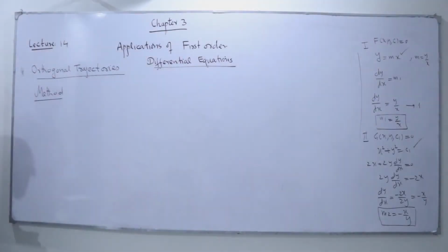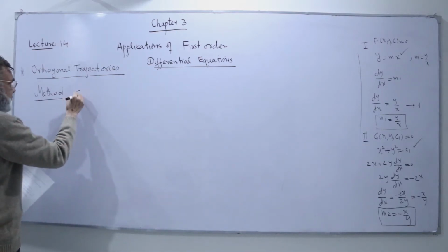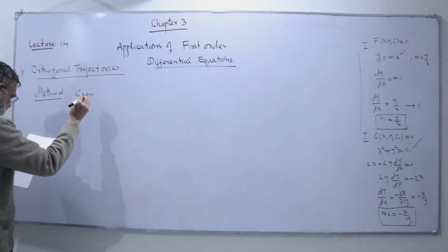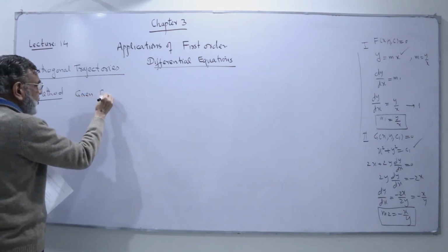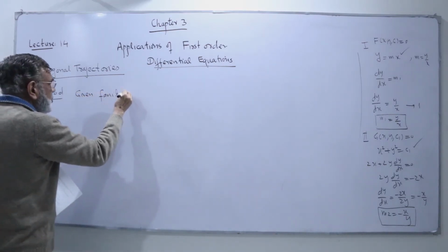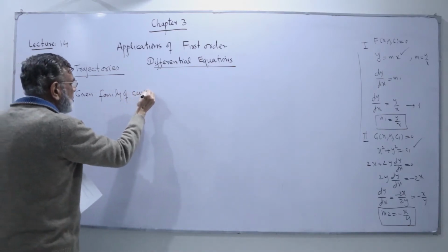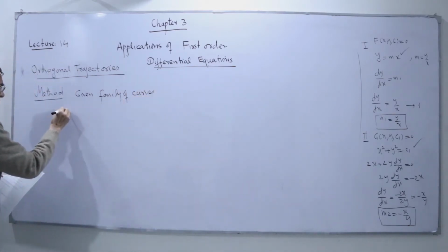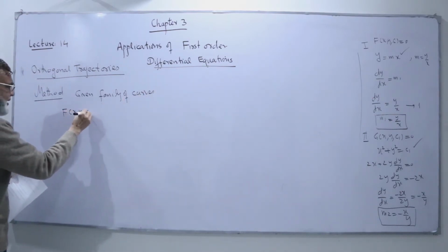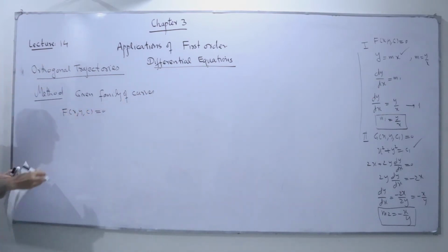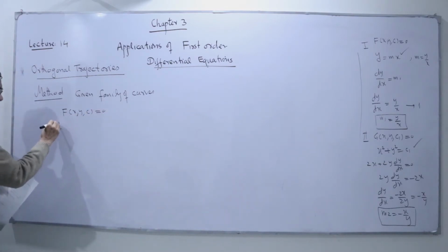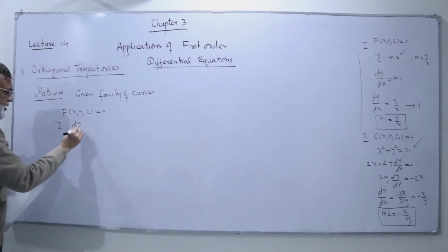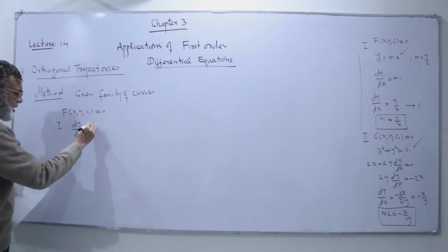I give you the example and also describe the method for finding the orthogonal trajectory. For example, we're given a family of curves f(x, y, c) = 0. We want to find the orthogonal trajectory for the given family of curves. So step 1 is we find the slope. We find dy by dx and simplify this so that we can get the function of x and y.